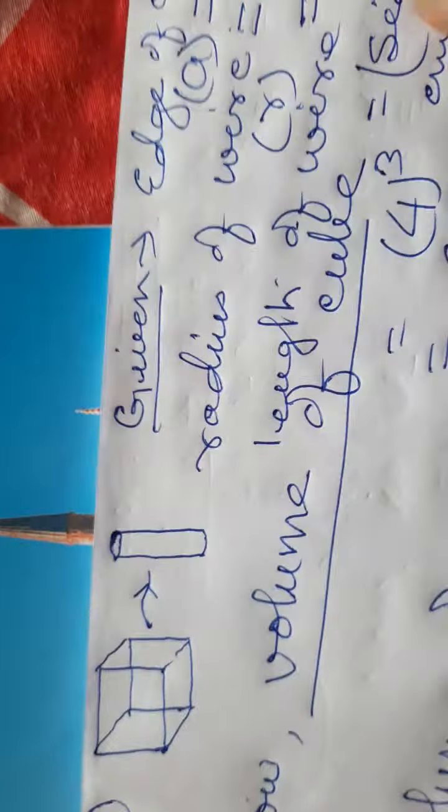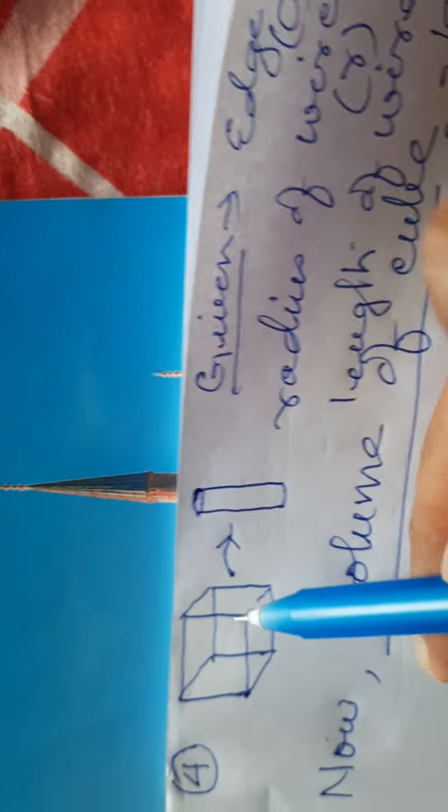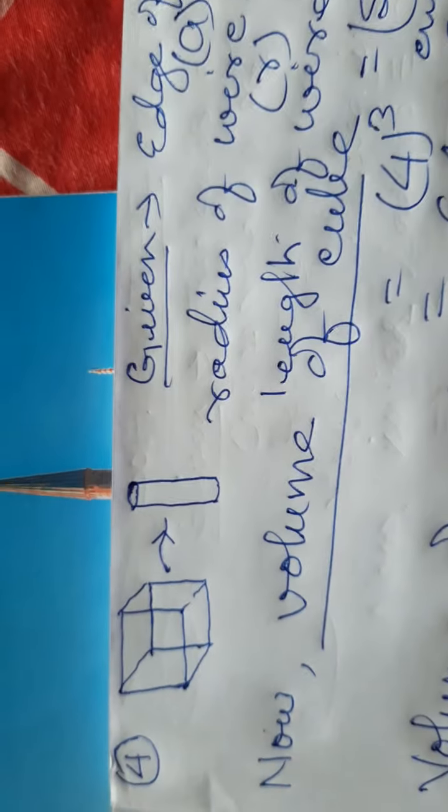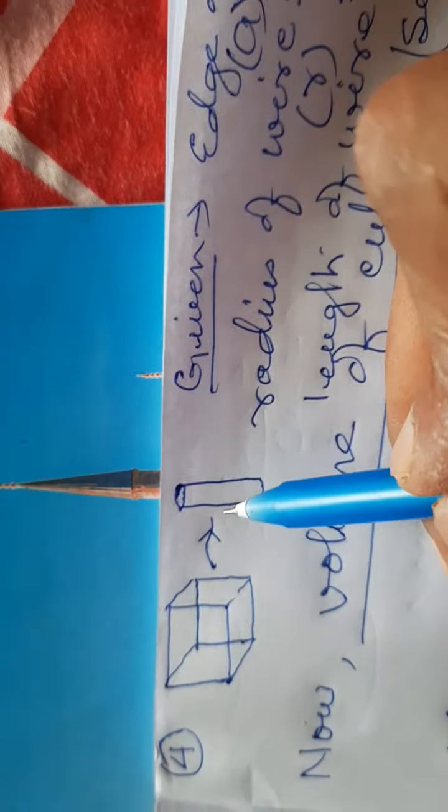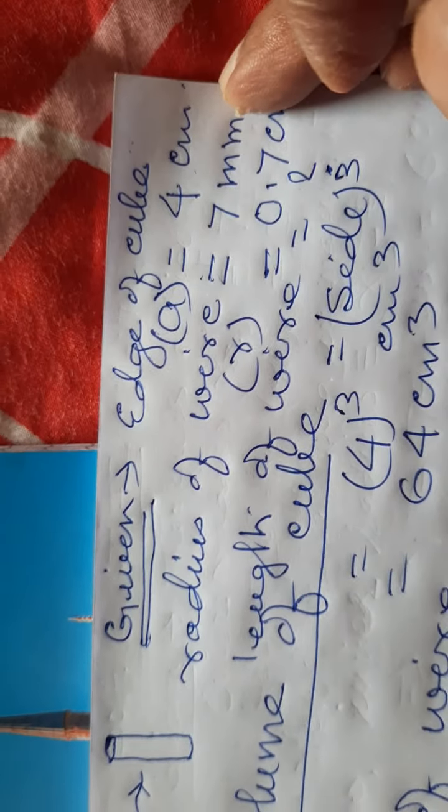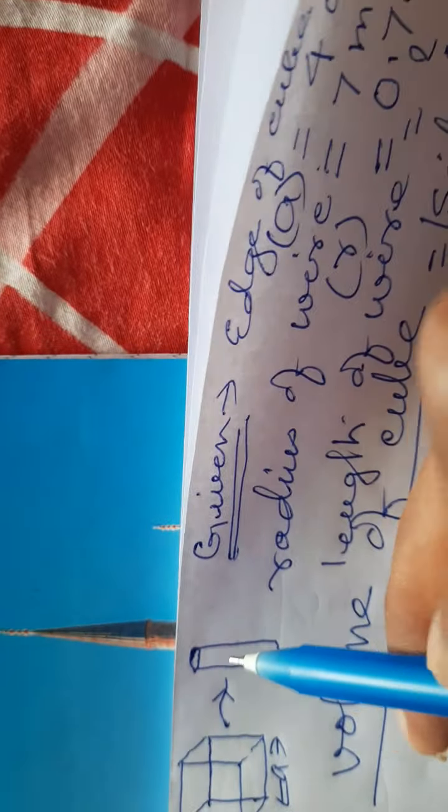Now, solution for the next question. Here, a cube of side 4 centimeter is melted and recast into a wire. Here, there is a change in shape, so the volume remains unchanged. Here it is given that the edge of the cube A is equal to 4 centimeter, and the cylindrical wire is in the shape of a cylinder.